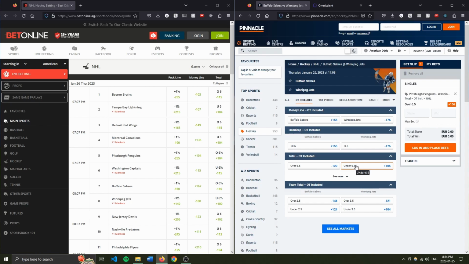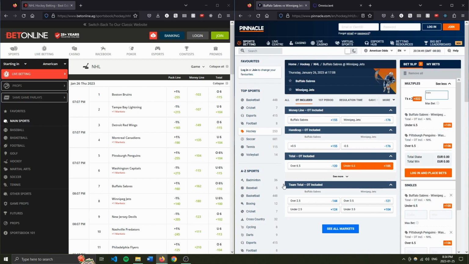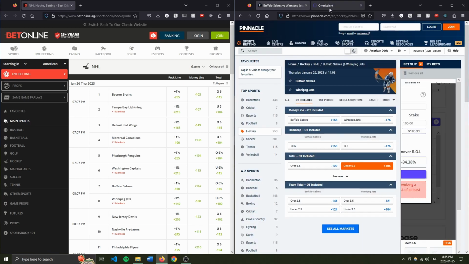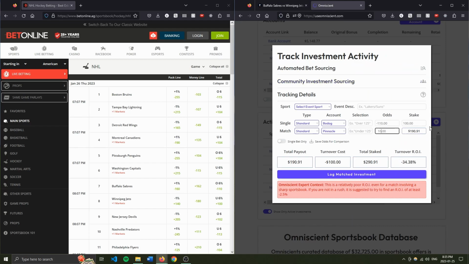This total is pretty good. Under 6.5 and over 6.5. So I'm going to say that this is another win right here. So over 6.5 at negative 110, and then minus, what was this one? 105. And then under 6.5 at plus 105. So that's a negative 1.15% turnover ROI. So that's another great bet right there. Anything under 2% is pretty good.